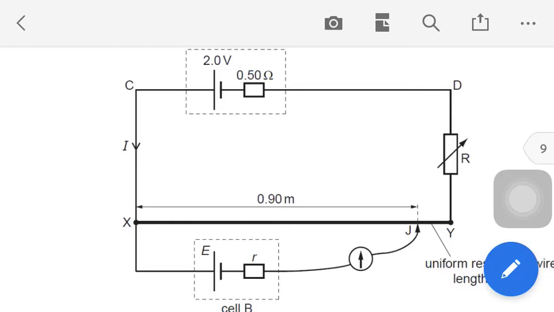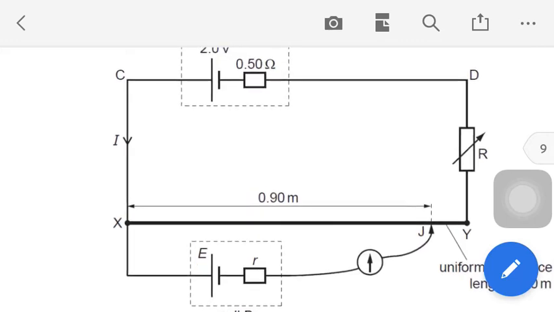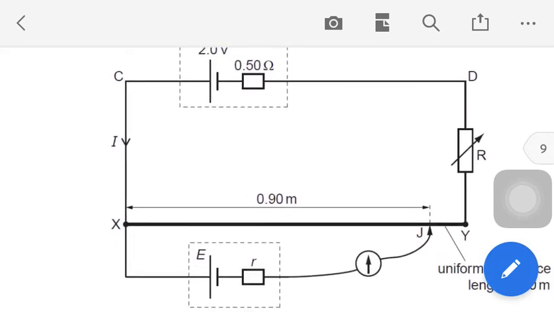But yes, if you knew what is available for the wire, let's say the remaining is 1 volt from the 2 volts, then you can simply divide it in the ratio of the length. This is 0.9, this is 1, so 0.9 volts would fall across XJ and 0.1 volt will fall across JY. But unfortunately we don't know that.